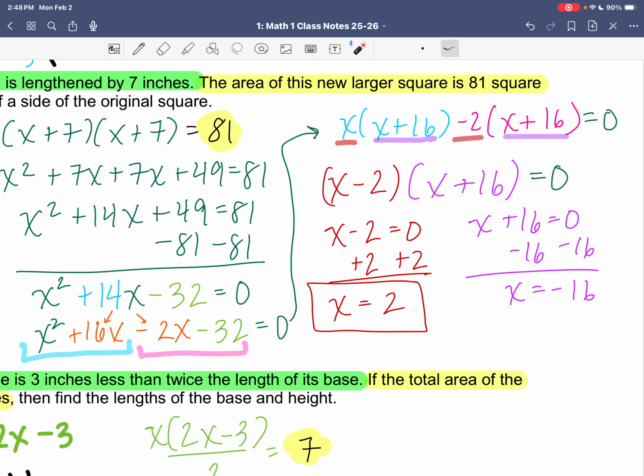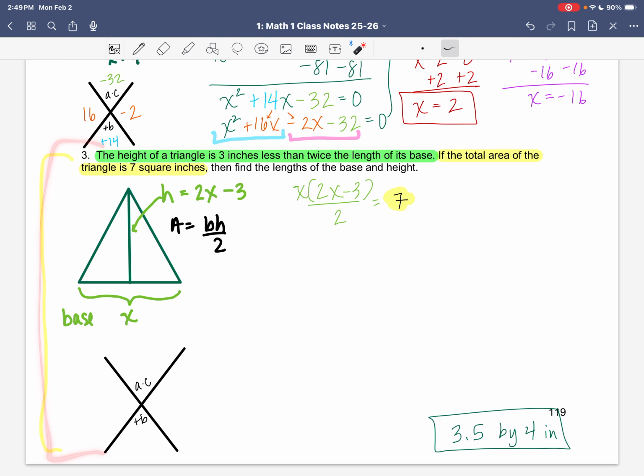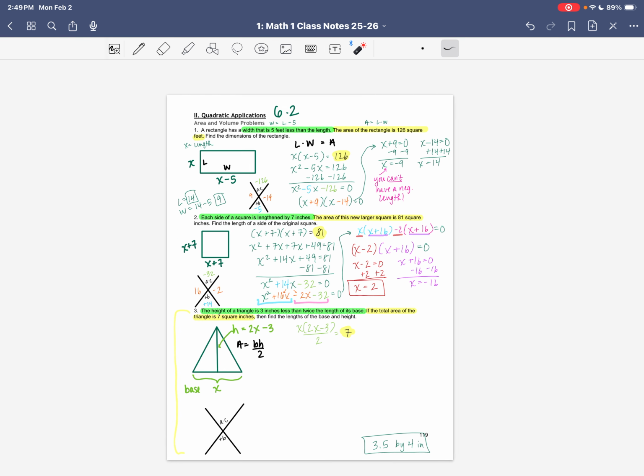All right, so now I want you to go ahead and try this one. I already kind of set it up for you, where it says the height of the triangle is 3 inches less than twice the length of the base. So total area would be base times height divided by 2. So I set this up for you. Go ahead and solve for x. And if you did it correctly, you should get 3.5 by 4.